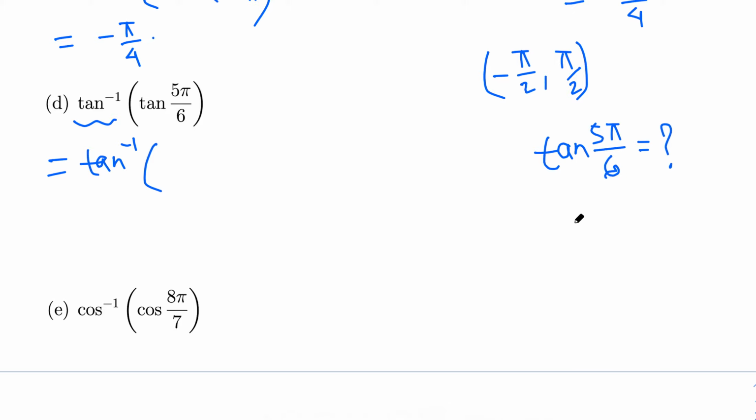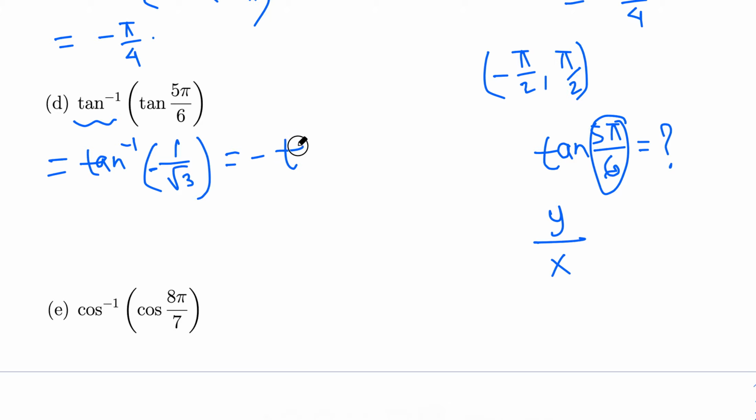Okay, what is tangent of pi over 6? Looking at the unit circle, we can find the y value divided by the x value at this angle, pi over 6. If you divide this, you're going to get 1 over root 3, by the way. And x is negative, so in fact you get negative. Look at the angle pi over 6 and divide y by x, so you get this. And tangent inverse is an odd function, so this negative can be pulled all the way outside.